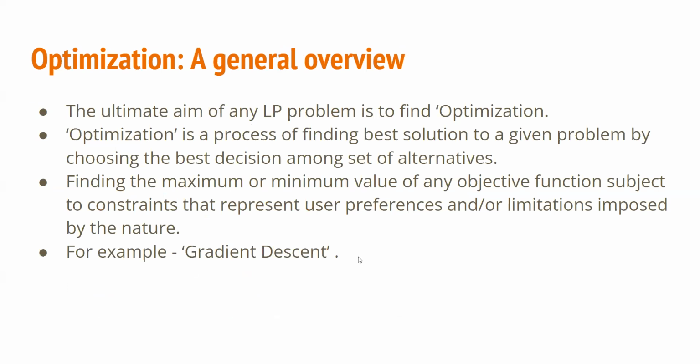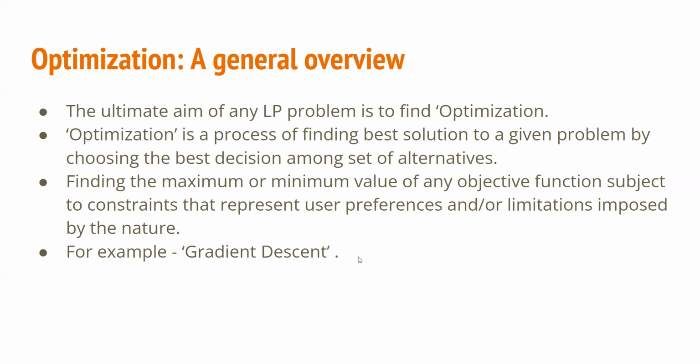Now, what is optimization? I think I have said enough about optimization, and you also know what it means. But to elaborate a bit, optimization is nothing but the process of finding the best solution of any given problem by choosing the best decision among multiple alternatives. So in linear programming, our end goal will be finding the optimal value of the objective function while taking care of the given constraints.